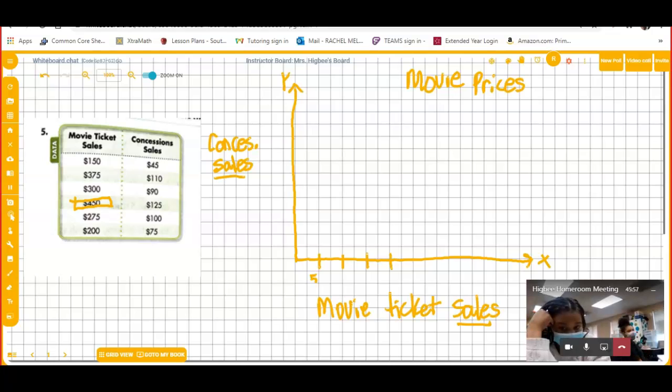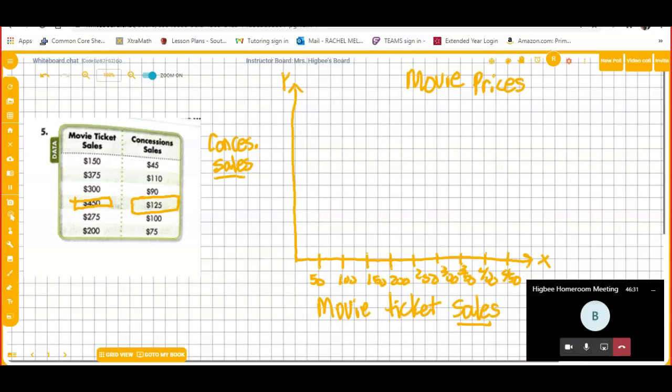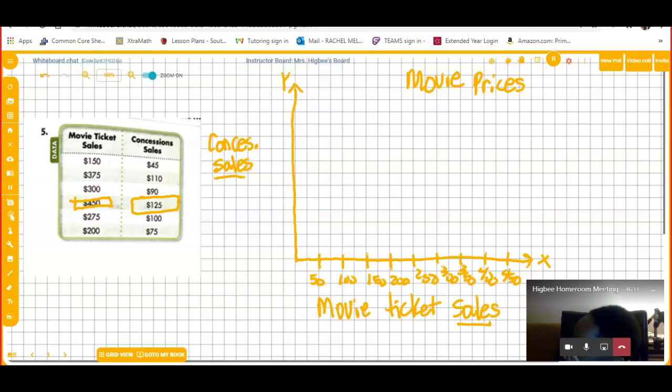Okay. So again, 50, 100, 150, 200, 250, 300, 350, 400, and 450. Okay. So does that look a little better? I would say so. Okay, so let's do the same thing for the y-axis. What's my biggest number over on the y-axis? 125. Okay. So what do we think we want to do those tick marks as?